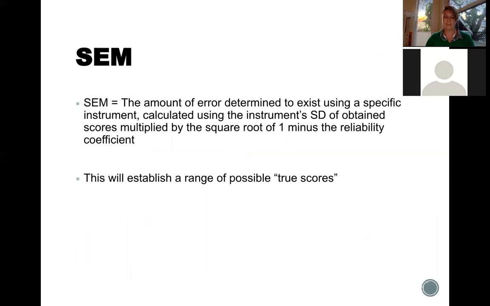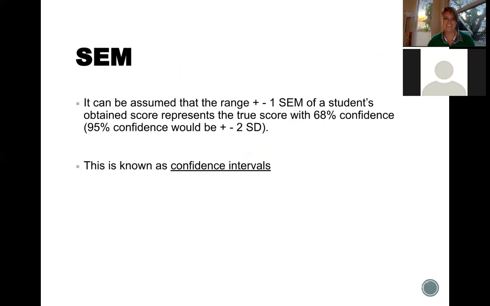So a test will... the standard error of measurement is the amount of error determined to exist using a specific instrument, calculated using the standard deviation of the obtained scores multiplied by the square root of 1 minus the reliability coefficient. Don't worry, I won't ask you to do this. But just so you know, that relates to confidence intervals.